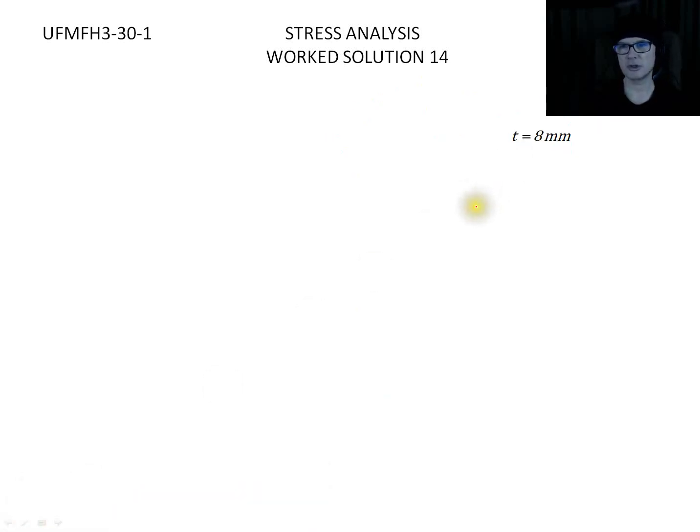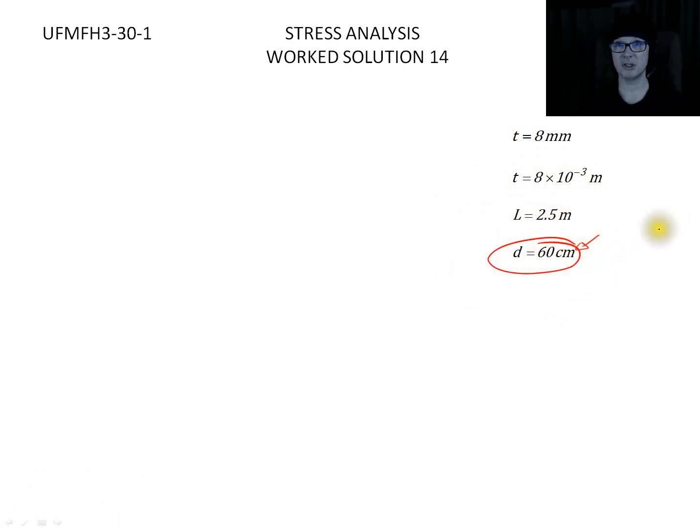So the first thing we want to do is to write out all our data and to convert it so that it's in SI units. So for example, the millimeters will convert to 8 times 10 to the minus 3 meters. The length, that's fine, we can keep that at 2.5. The internal diameter, be careful here, pay attention. Is it internal or external? If it's external, then we will more probably want to take off the internal. So that's in centimeters, so we'll convert that to 0.6 meters.